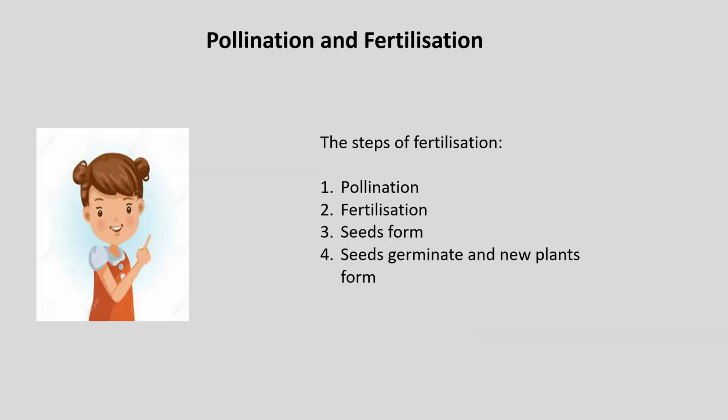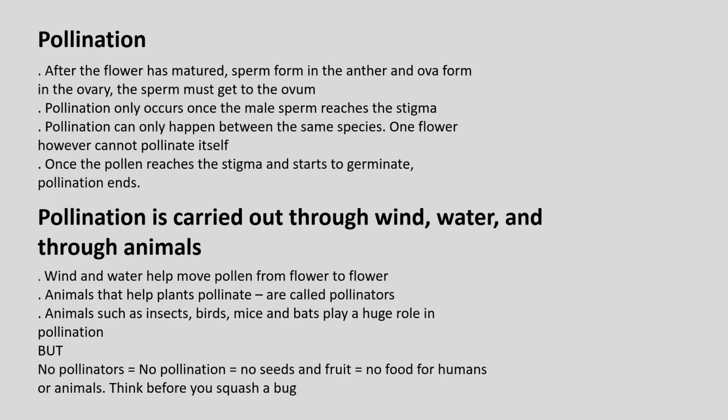Pollination and fertilization, right? So for fertilization to occur, there are certain steps that must happen. Number one, pollination must occur. From there, fertilization must occur. Seeds must form, and seeds must germinate and form new plants. How? Let us look at how pollination occurs.